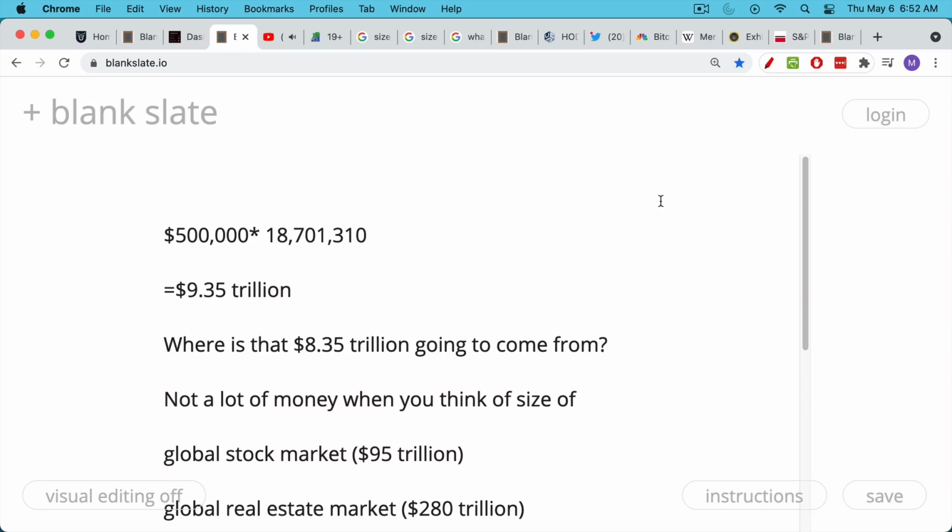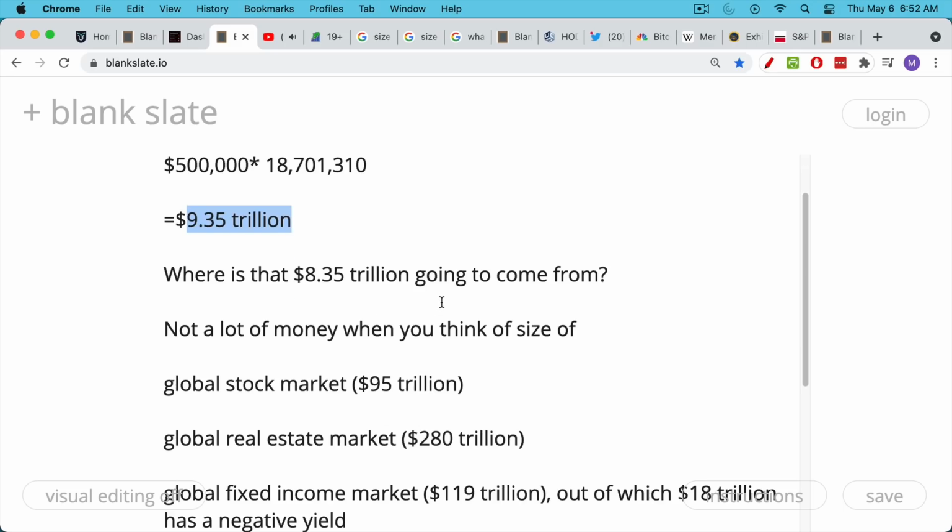Bitcoin. And so if Bitcoin is going to go to $500,000, considering the current amount of coins, obviously there'll be a few more coins, but just to make the math really easy, that's a market cap for all of Bitcoin of about 9.35 trillion for all of the circulating coins. And so what a lot of people are always asking me is, well, where is that extra 8.35 trillion going to come from? Now, the first thing I always answer is that's not a lot of money when you think of the size of global asset markets.